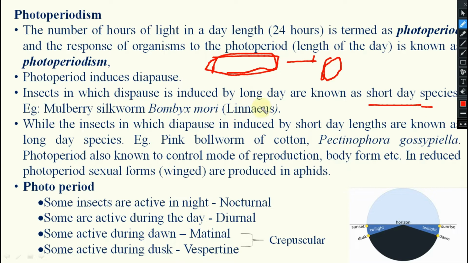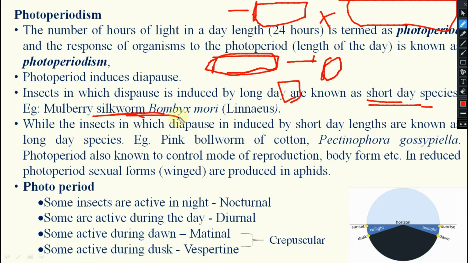So what is the meaning? It is actually defined indirectly. Short day species means they like fewer light hours. If long light hours are there, they cannot survive. They like a short photoperiod, but if a long photoperiod is there, they will undergo diapause. That is all it is telling. For example, the mulberry silkworm. Very important.